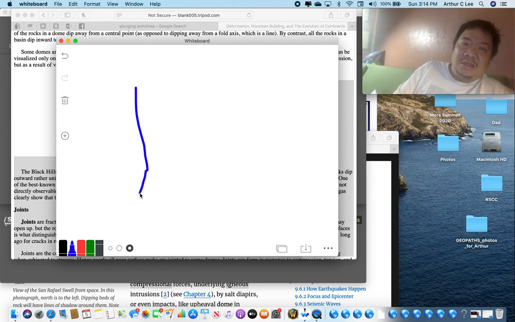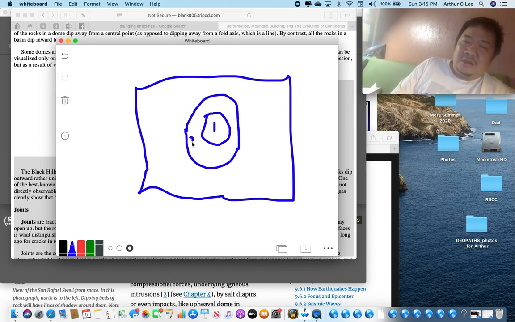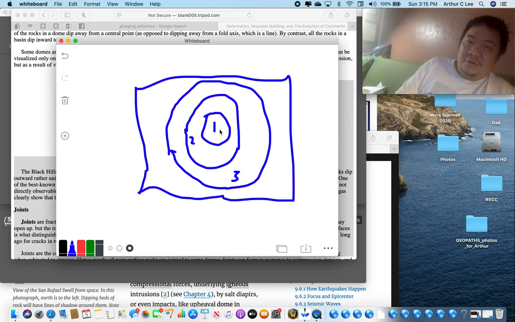Remember, here's your geologic map. And imagine that I could draw a square here, because I can't do that with this writing tool. But there's your geologic map in front of you, a piece of paper. If you see something like this, remember, one is the oldest rock. Two is younger than one, and three is the youngest rock here. So as you walk towards the center of this bullseye, the rocks become older. If you see a bullseye pattern where the rocks get older as you walk towards the center, that's a dome.